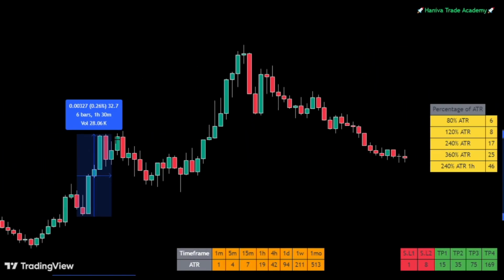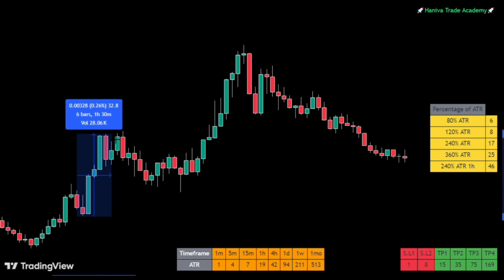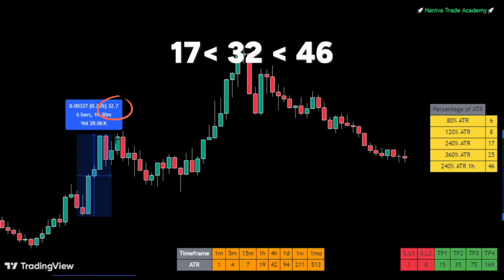Look at the image. This one is from the 15-minute time frame. In the 15-minute time frame, the minimum leg length should be 17 pips, which corresponds to this time frame. Additionally, if the leg is longer than 46 pips, it belongs to a higher time frame. We measure the leg length from the left side. This leg starts after a correction and has a length of 32, so it belongs to the 15-minute time frame.